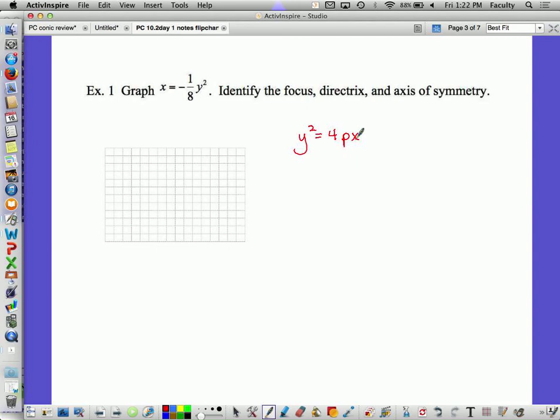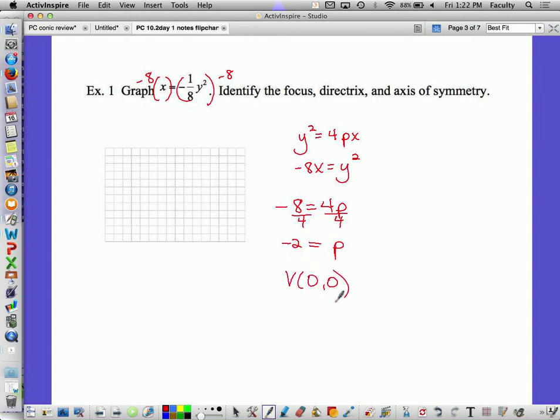Well, our equation doesn't look like that, does it? We need to, in fact, multiply by a negative 8, and I would get negative 8x equals y squared. So negative 8 should be spitting out the same value as 4p. Do you see that? Because the y squareds are the same and the x is the same. So what's in front of the x has to be equal. So I divide by 4, and p is negative 2. So the vertex is 0, 0 because of the form it's given in.